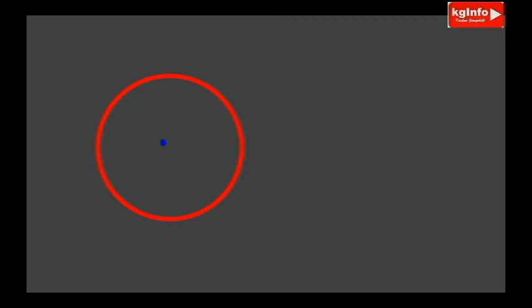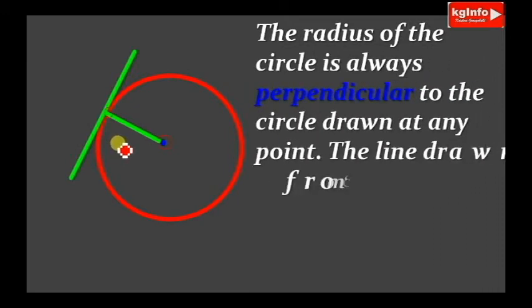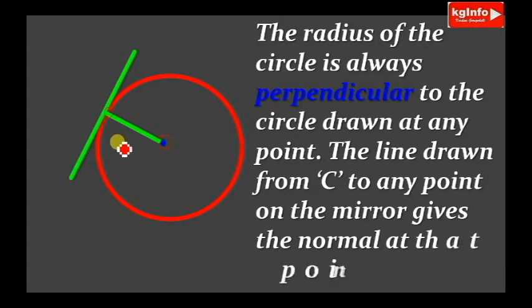Suppose we take a circle and we have to draw the tangent to the circle. This point is the center of curvature, and this is the tangential point, the point on the tangent. This line joining the center of curvature and the tangent point is the radius. This radius is normal to the tangential line. That means the radius of the circle is always perpendicular to the tangent drawn at any point.